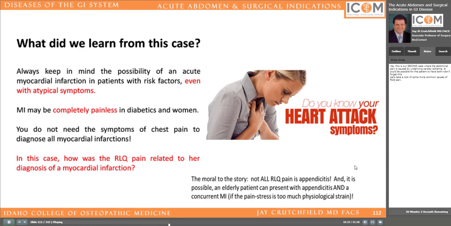If this patient is elderly and frail, it is possible that the pain and discomfort of an abdominal event could cause enough stress and cause a heart attack. Always keep in mind the possibility of an acute MI in patients with those risk factors, even with the atypical symptoms. An MI may be completely painless in some women and in diabetics, and you don't need all the symptoms of chest pain to diagnose an MI. The moral to this story, not all right lower quadrant pain is appendicitis, and it is very possible that an elderly patient can present with appendicitis and a concurrent MI.